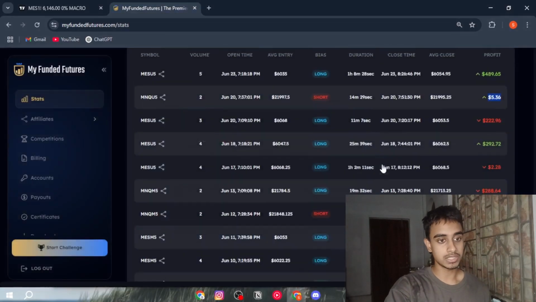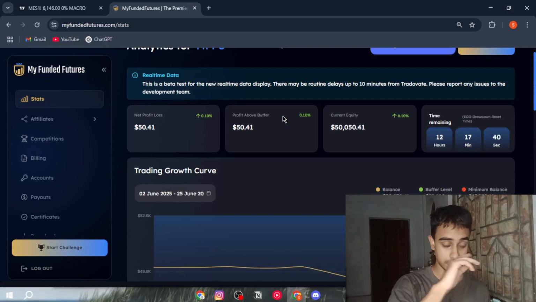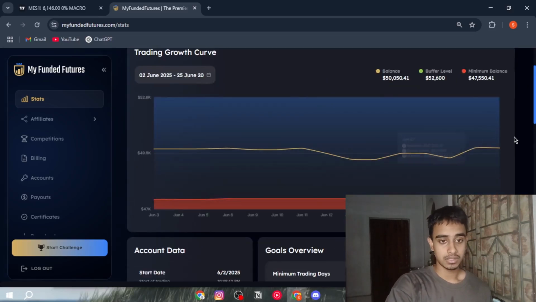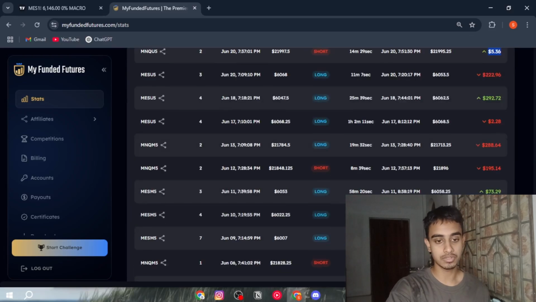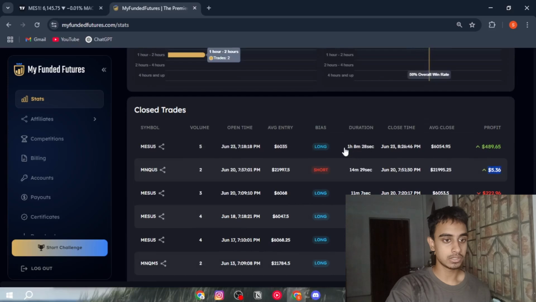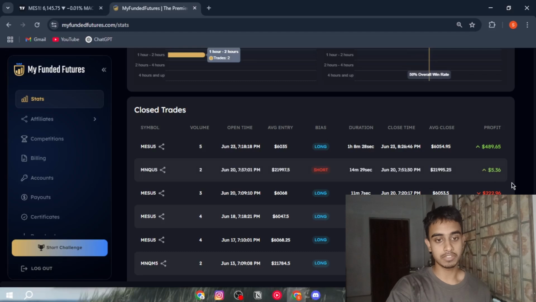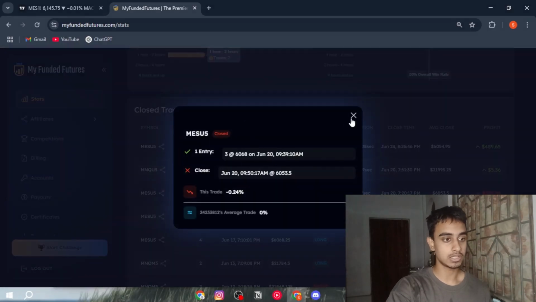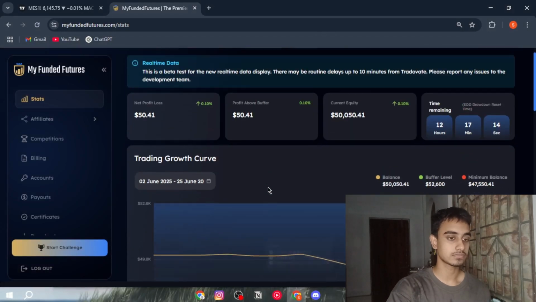So the first one, finally out of the drawdown. Right here, I'm up around $50. For this trade, right here, $489 in profit within 1 hour. So this was a really great trade. Like there were so many A plus confluences and everything. And this right here is the break even trade, and this one is the losing trade right here on Friday.